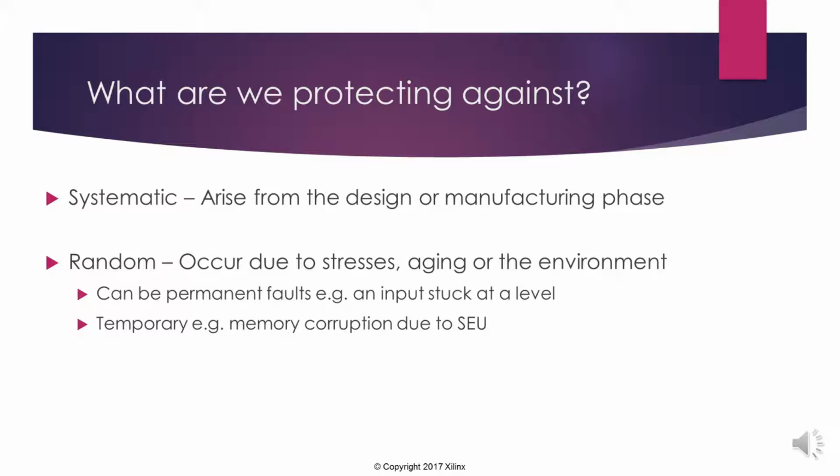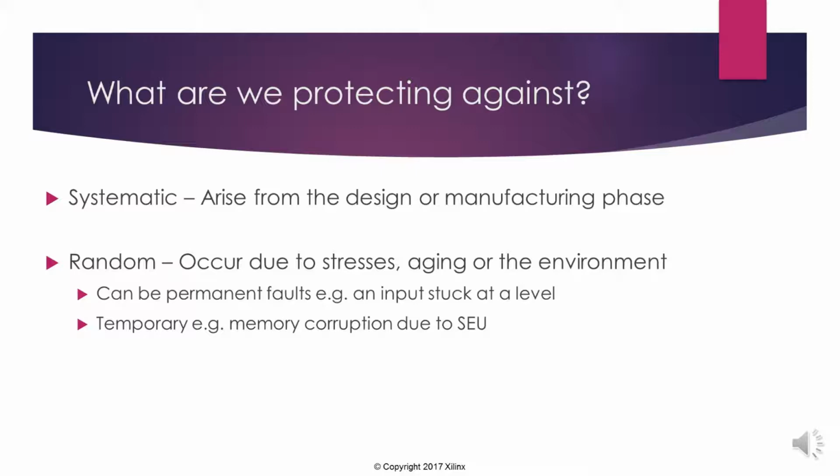When it comes to looking at these, we're really trying to protect against two types of failure. The first one is systematic, which arises from something that we've done in the design or manufacturing, and the second one is a random failure, which occurs due to stressors or aging or the environment. Random failures can be one of two things. They can occur because of a permanent fault, such as an input on an FPGA getting stuck at a level, or it could be a more transient fault, such as a single event upset flipping a bit in a memory.